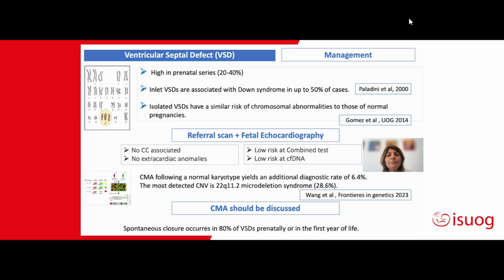A recent study demonstrated that CMA yields an additional diagnostic rate of 6%, and the most commonly identified anomaly is the 22q11 microdeletion. Therefore, chromosomal microarray should be at least discussed with the couple. Finally, it is important to reassure the couple that spontaneous closure of VSD occurs prenatally or within the first year of life in approximately 80% of cases. And as already mentioned, this is only unlikely if the defect is very large.